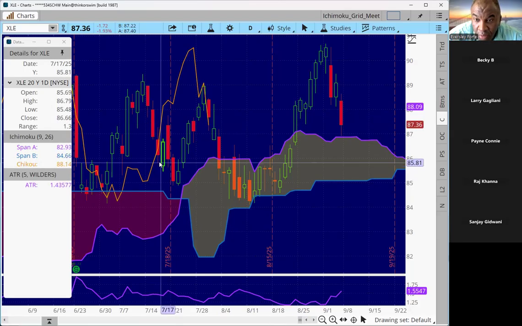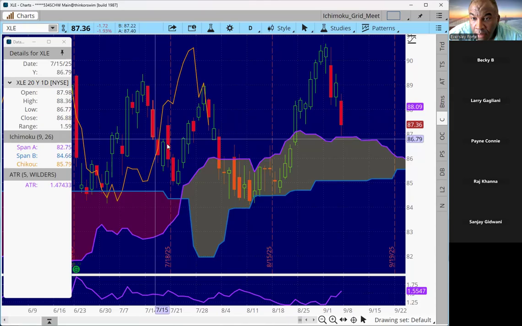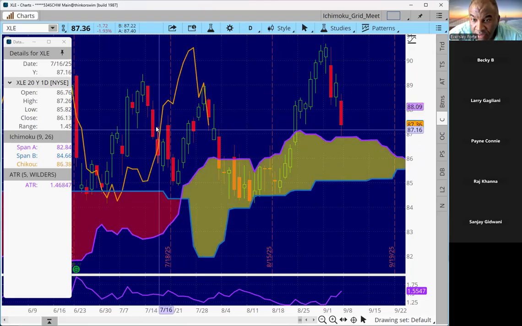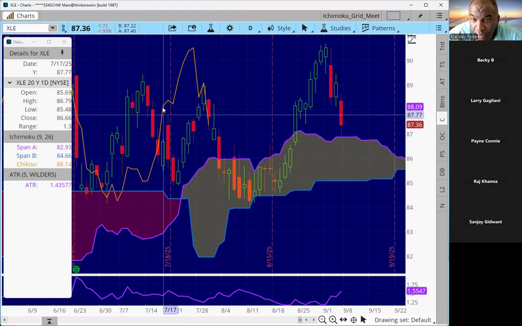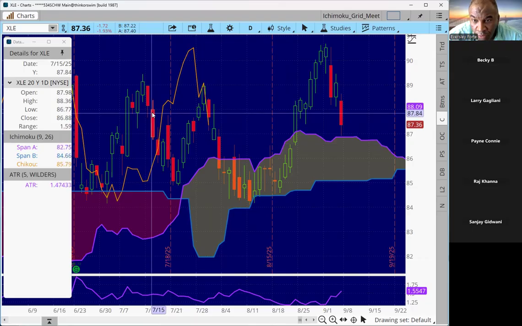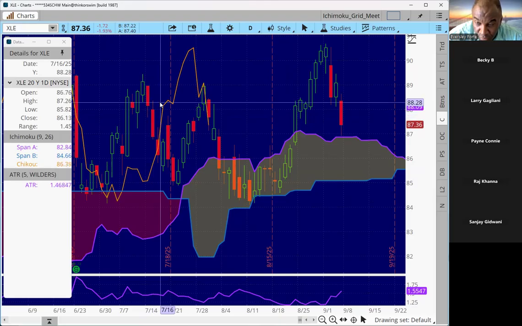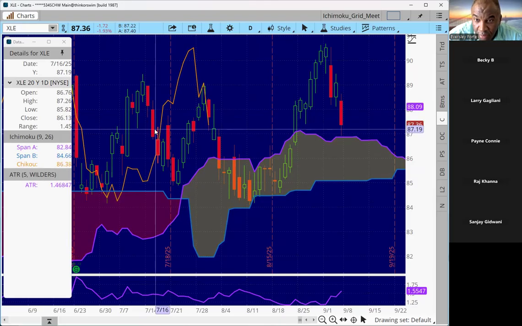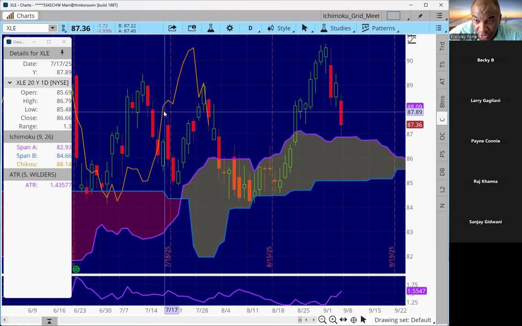26 days ago, I think it was this one, the Chikou had to be above the cloud. Okay? 26 days ago, the Chikou was above the cloud. Again, right over here, everything here is above the cloud. Chikou's above the cloud. This is the setup. That's our trigger confirmation. Okay? That's what we're looking for.